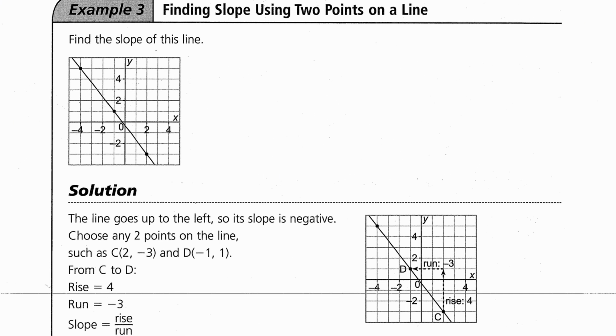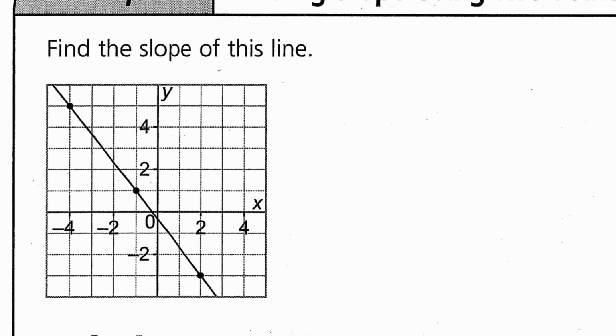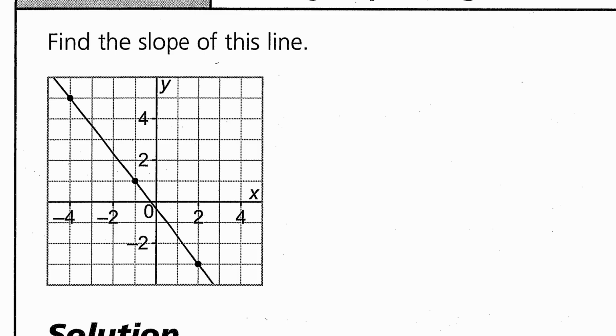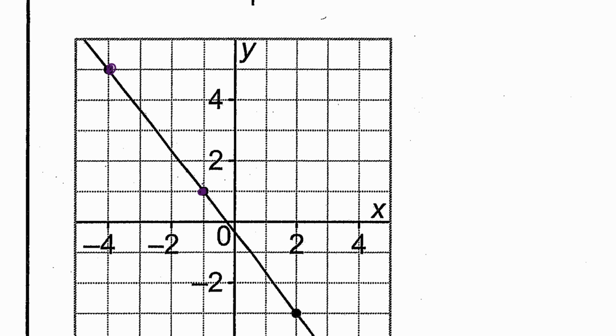Finding slope using 2 points on a line. This is a pretty easy one. Find the slope of this line. And you can see 2 points are labeled. I'm drawing the horizontal and vertical line on the grid like this.